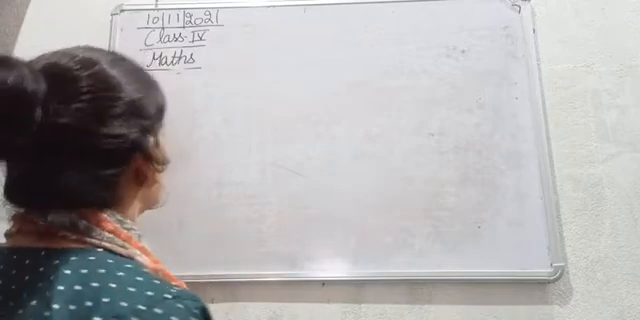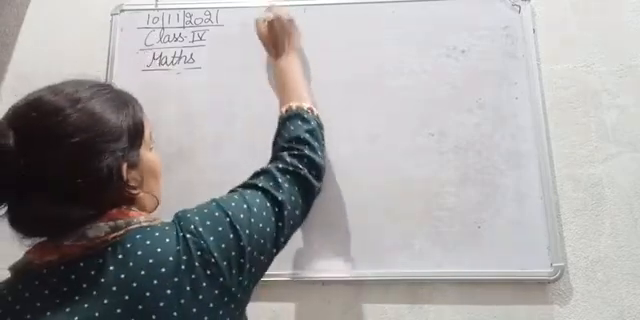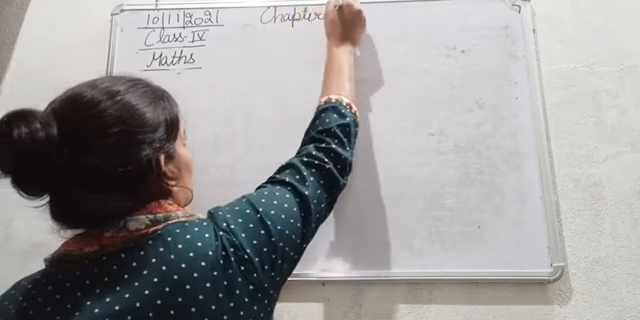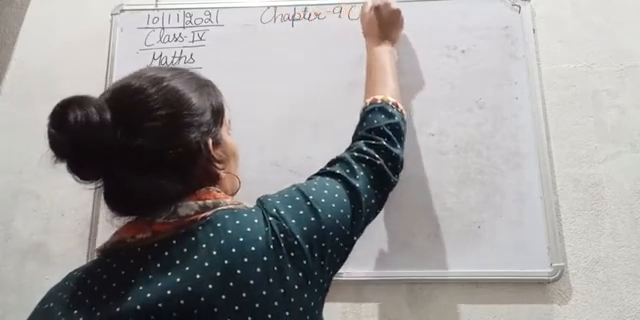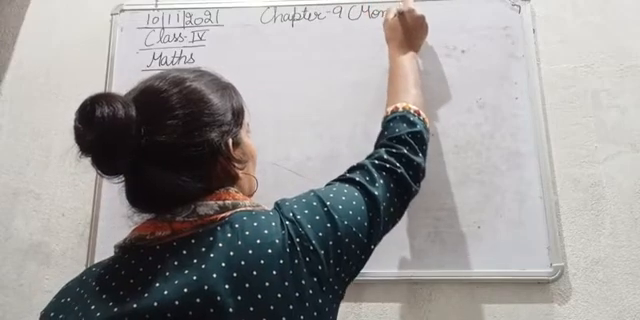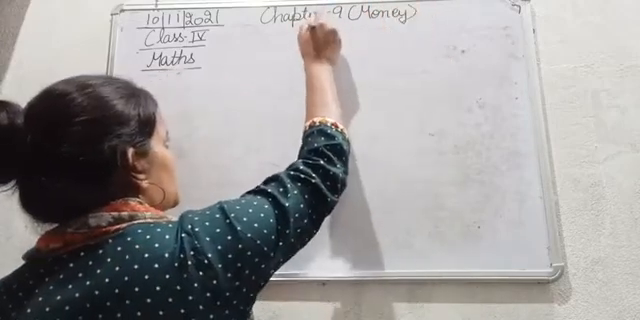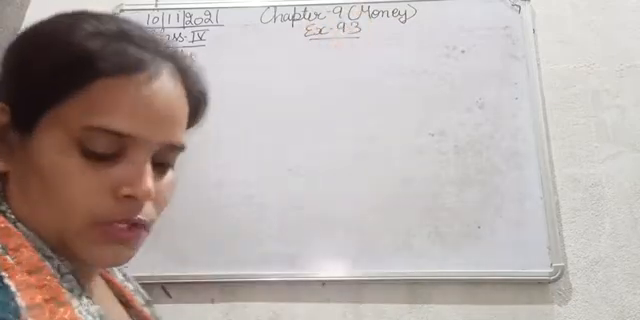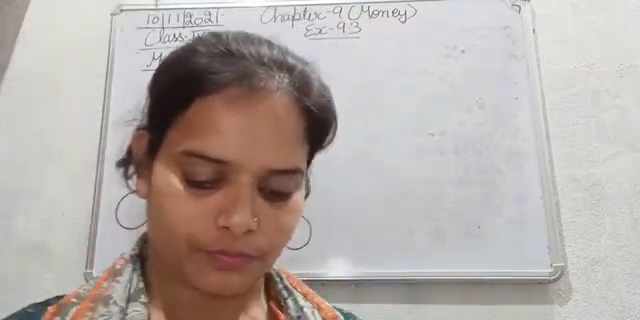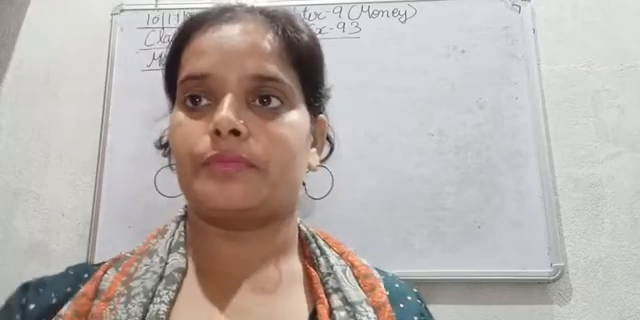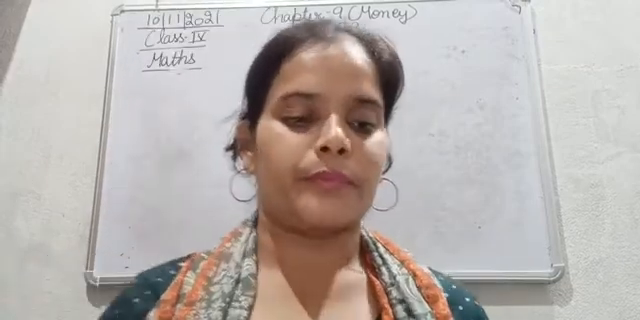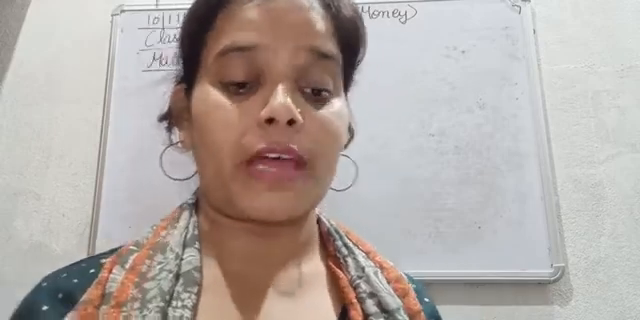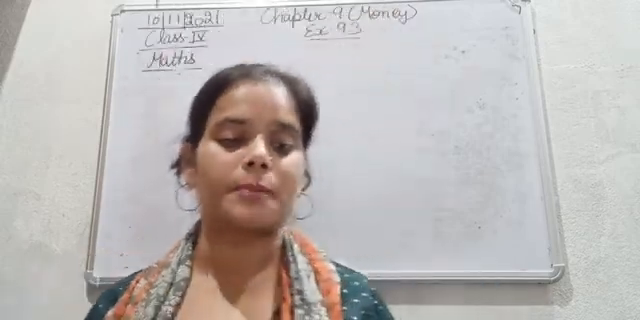First of all, I'll write the topic: chapter number 9, money, and the exercise is 9.3. So let's begin with it. Question number 13 is: 18 pens cost 543 rupees and 60 paisa.